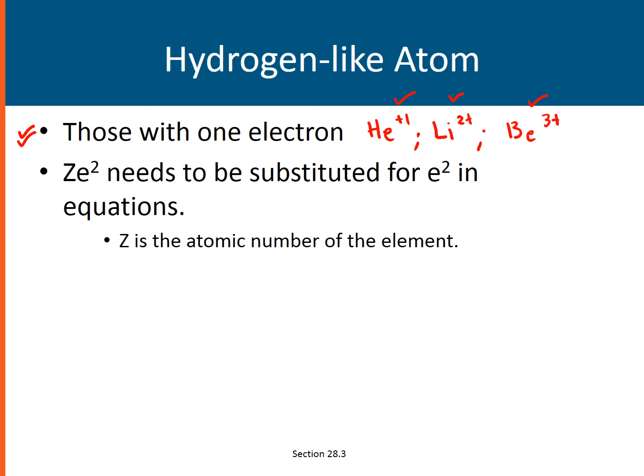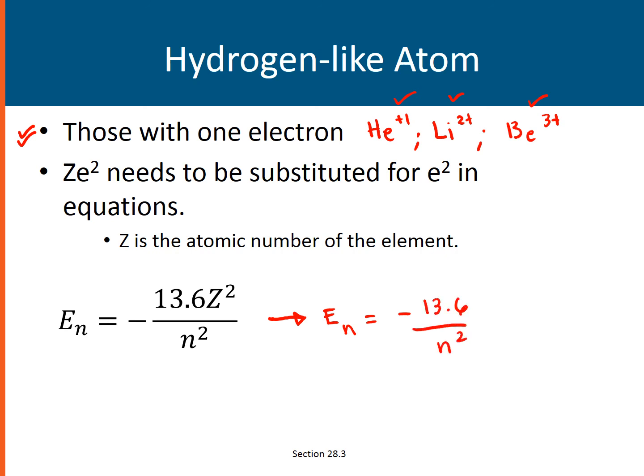Now, to solve for the energy associated with the energy levels in hydrogen-like atoms, we have this equation, and it is very similar to the energy in each quantized state in a hydrogen atom, which can be solved using the equation E_n is equal to negative 13.6 divided by n squared, in electron volts. The only difference for hydrogen-like atoms is the inclusion of the atomic number Z.